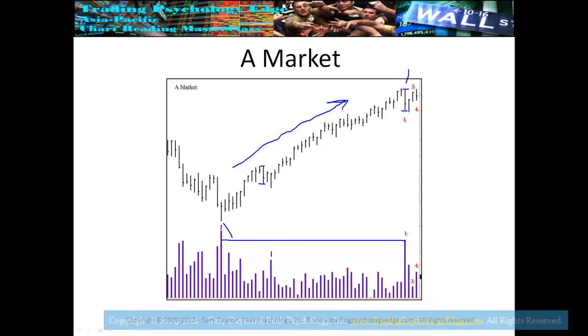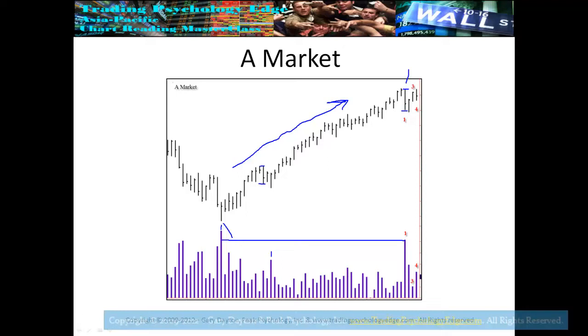Think about this for a second. This is a mature trend. I think it's a daily chart. Yes, it is a daily chart. But this is probably a couple of months worth of bars of trend. So it's been going on for quite a while, and now suddenly we have this large volume here.